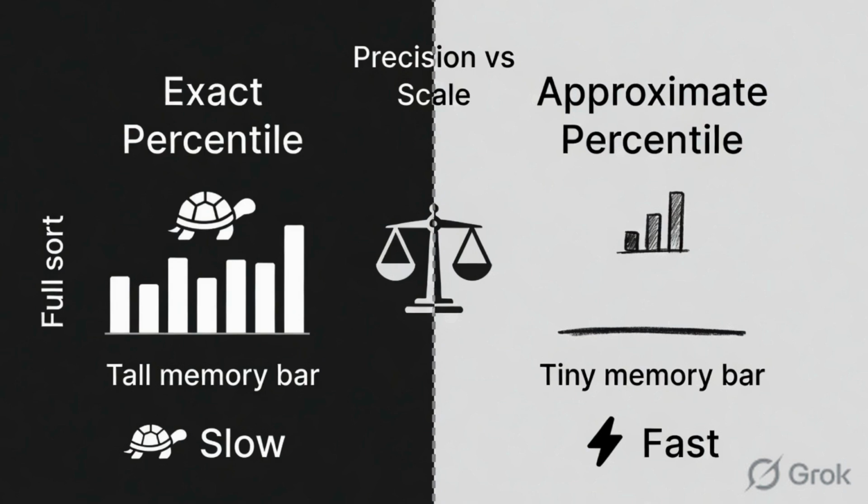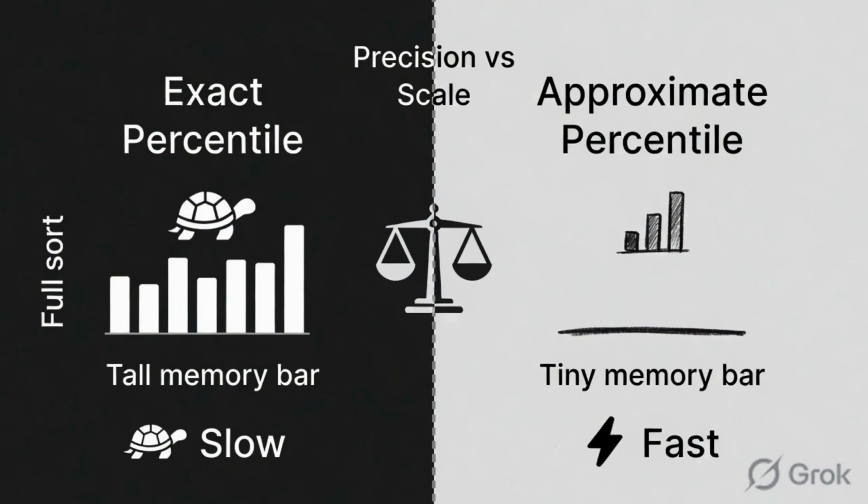On the right is approximate percentile, tdigest sketch icon, tiny memory bar, and a lightning bolt for speed. It builds a compact sketch incrementally, just kilobytes, and gives you a result with approximately 1% error in a fraction of the time, even on billions of rows. The middle divider says precision versus scale, with the balance scale tipping hard towards speed and scale on the right.